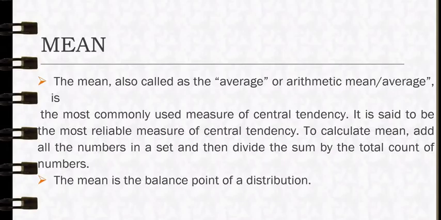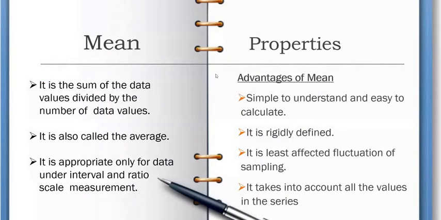And the mean is what we call the balance point of a distribution. Okay, it's a balance point of a distribution. That is the mean. And to calculate the arithmetic mean for ungrouped data, it's very easy, right? We just add all the numbers in a set and then divide the sum by the total count of numbers. And then we have the mean. That's the kind of exercise we'll have later. Okay? So we have some of the properties and other facts about the mean. Of course, it's the sum of data values divided by the number. And it's also commonly called the average, although the other two are also averages, okay?